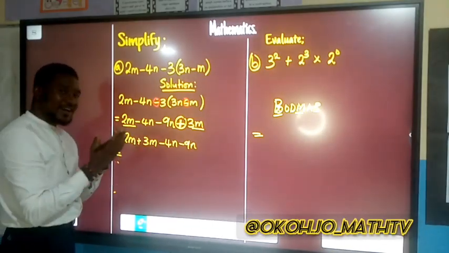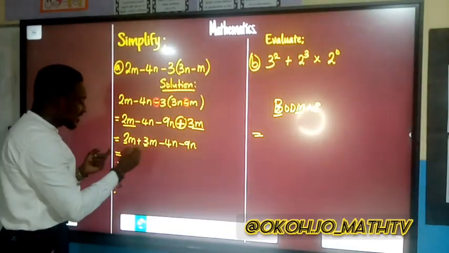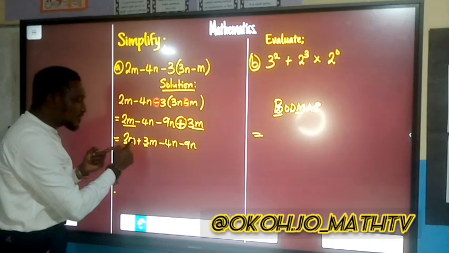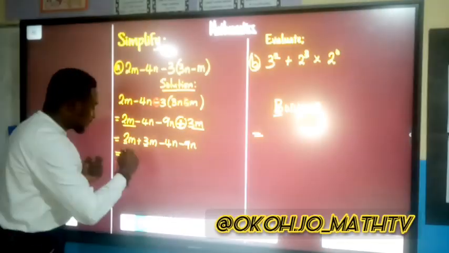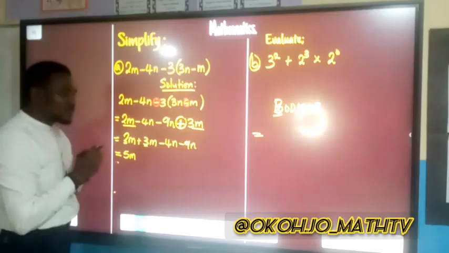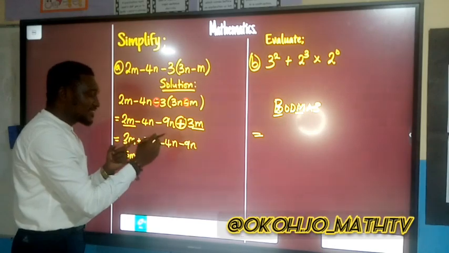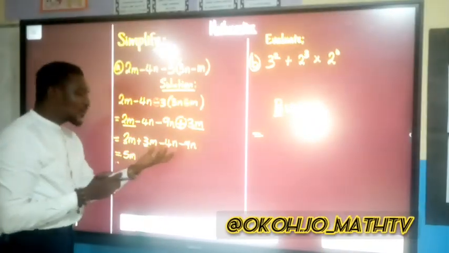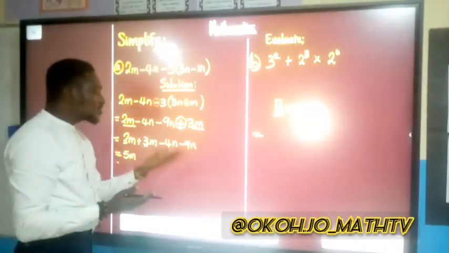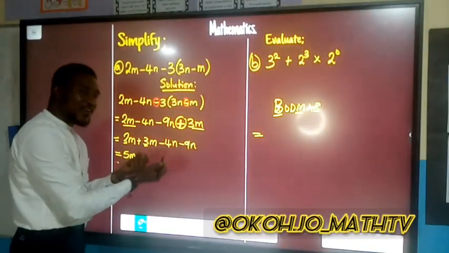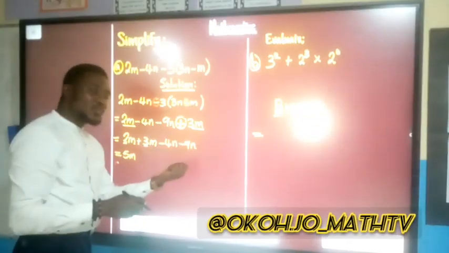We need to add the coefficient first of n, coefficient of n. 2 plus what? 3 is 5. Then pick one of the n, because that is why they are called like terms. 5n. At this point, this is negative 4n, negative 9n. Use the concept of borrowing over here. Like you're owing a debt, you're owing someone the sum of 4 naira or $4, and you go ahead to borrow another $9 or 9 naira.